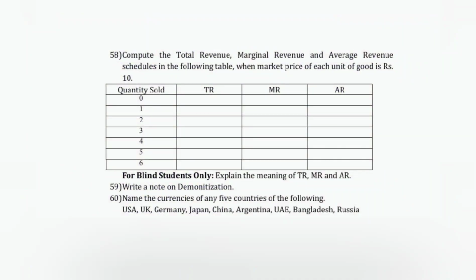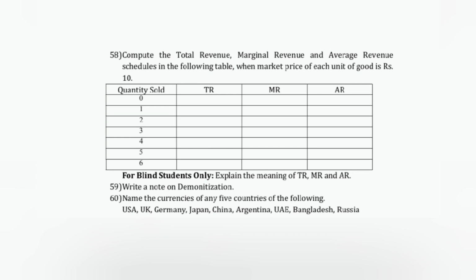So now we'll move on to the second question. As you can see here: compute the total revenue, marginal revenue and average revenue schedule in the following table, when the market price of each unit of the good is rupees 10. Now the market price is given to us. Keeping this information, we need to calculate total revenue, marginal revenue and average revenue.